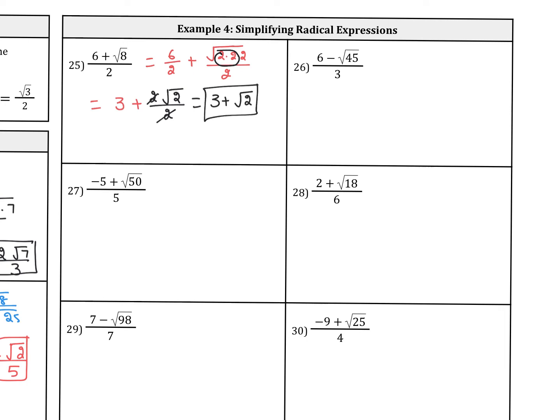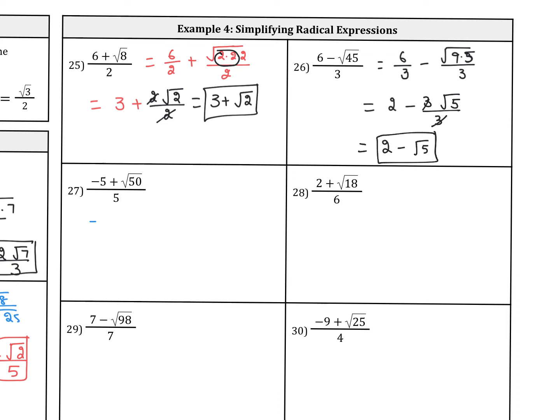Similarly, you're going to divide the 6 by 3, and then 45 you can break as 9 times 5. 6 divided by 3 is 2. Square root of 9 will come outside as 3. And then it will cancel 3 from the bottom. Your answer is the remaining 2 minus the remaining square root 5.